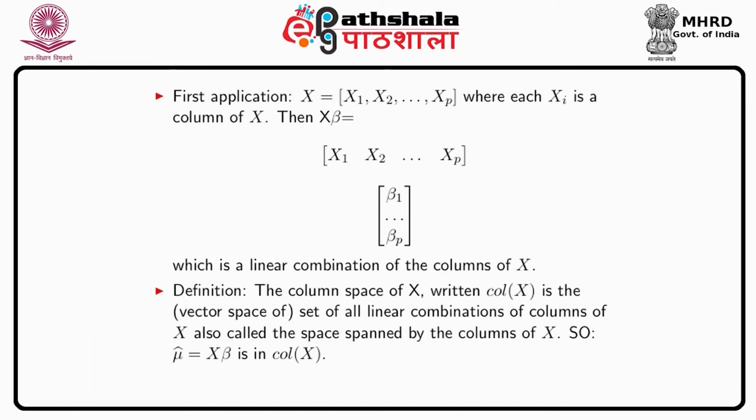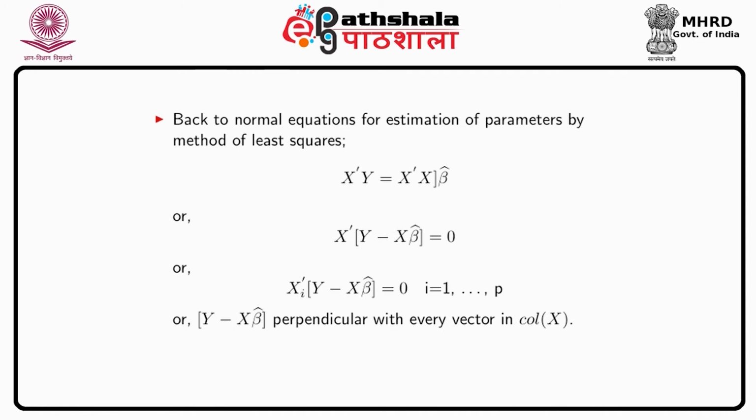Now moving on to the normal equations. We've already discussed normal equations which are used to estimate the coefficients of a linear model. So the normal equations are in the form X'y = X'X beta hat. Or when we rearrange this equation, we get X' multiplied by (y - X beta hat) equals 0.